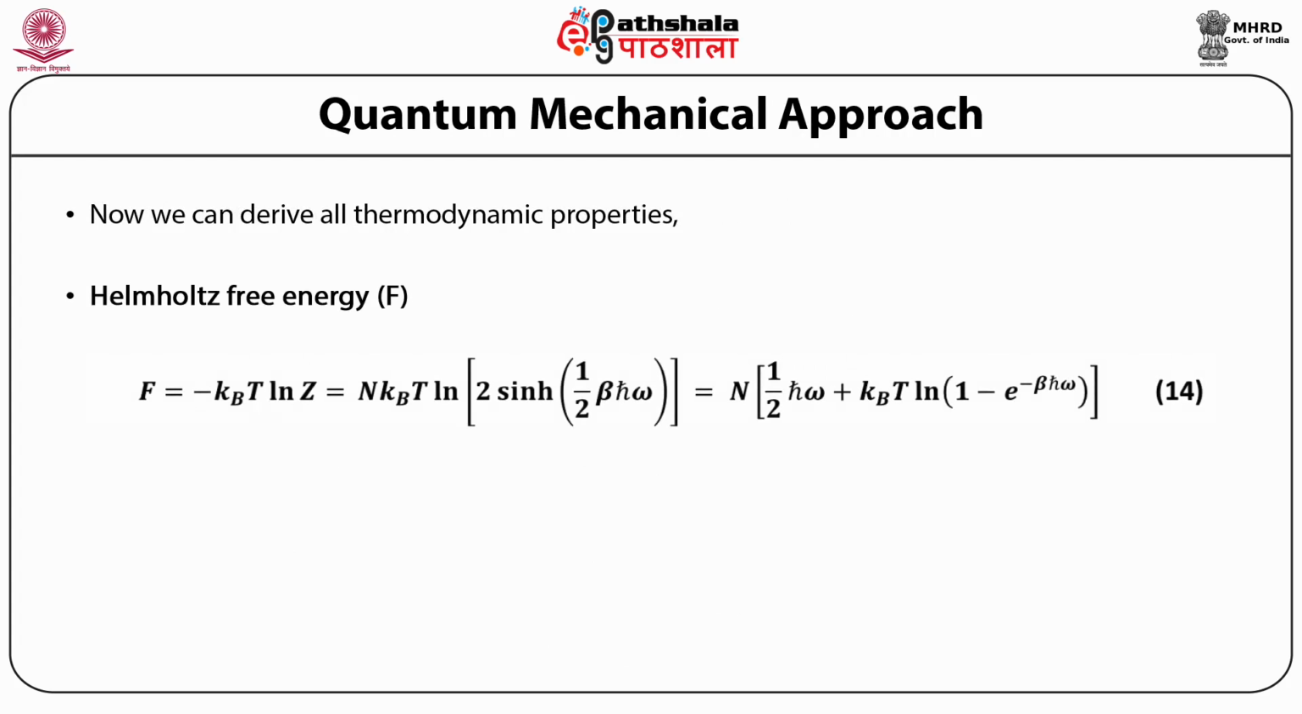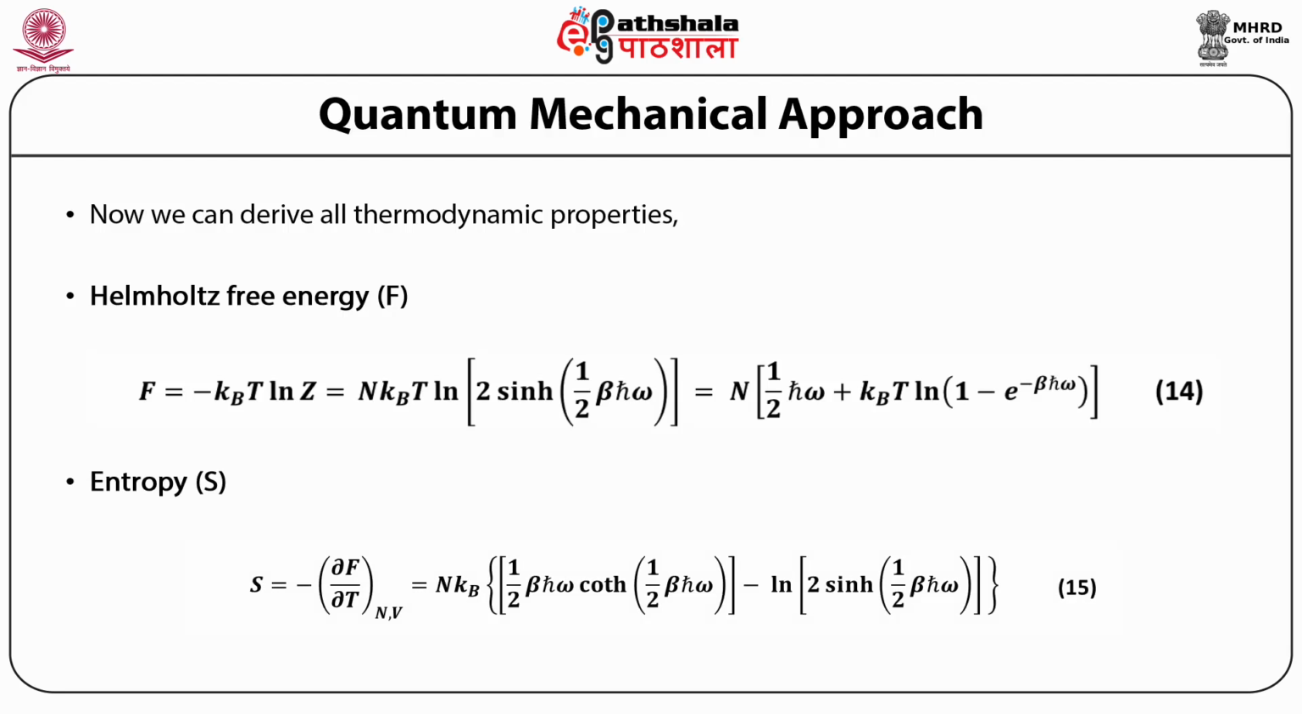For example, Helmholtz free energy can be written as F equal to minus kBT log of Z, which is equal to N kBT log of 2 sinh of half beta h bar omega, which is equal to capital N multiplied by half h bar omega plus kBT log of 1 minus e raised to the power minus beta h bar omega.